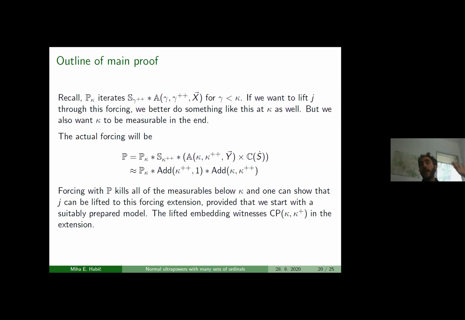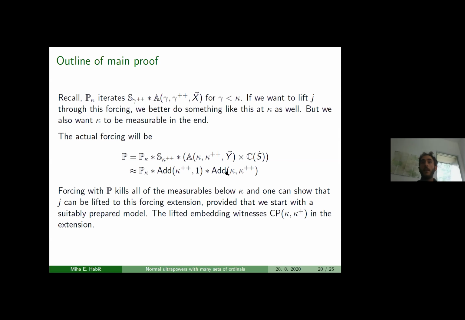Then, using the key fact from a long time ago, okay, we started with a fat embedding. It was a nice embedding, if you believe me that I'm telling you the truth. And now we've pushed up to kappa. So once I lift the embedding through this forcing P, the lifted embedding is just going to be the normal ultrapower by a normal measure. And it witnesses the capturing property for kappa, kappa plus, because the original embedding did, and the chain condition of this forcing is not too bad.